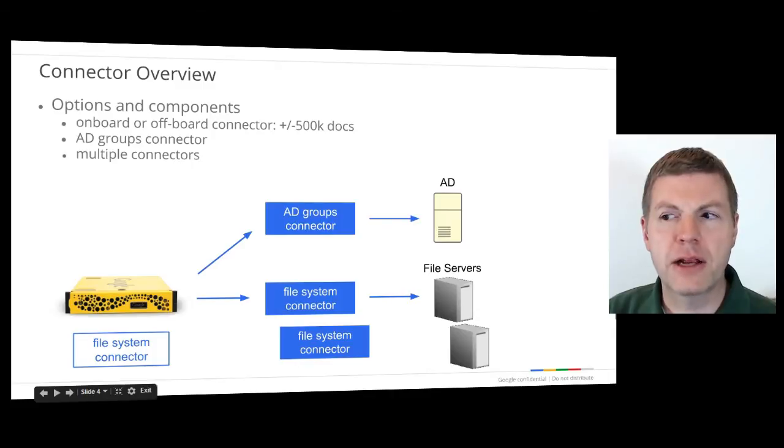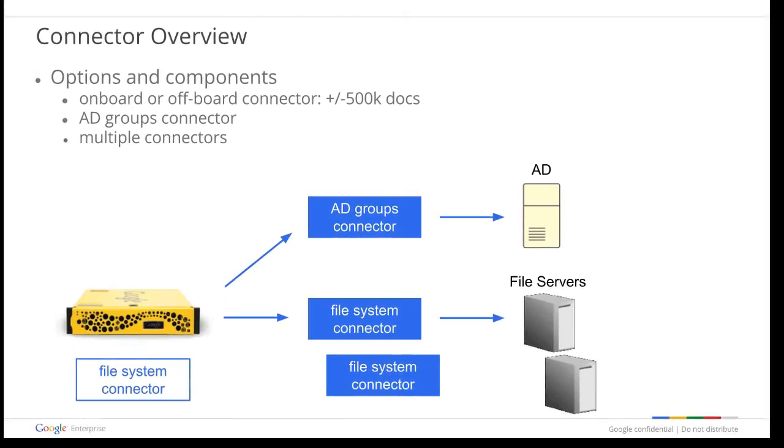The File System Connector is available onboard and offboard. We recommend the use of offboard connectors for production environments as they provide better performance and better support for redundancy. The onboard connector is effectively limited to 500,000 documents or fewer.